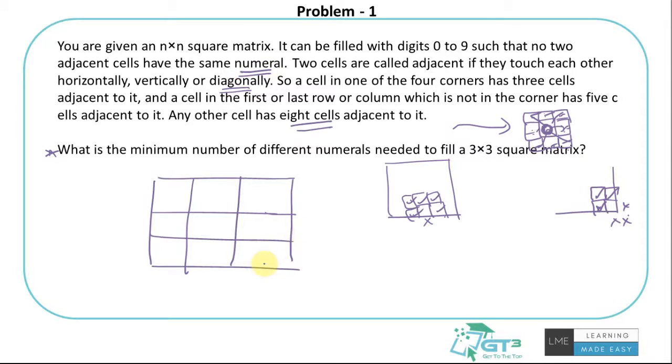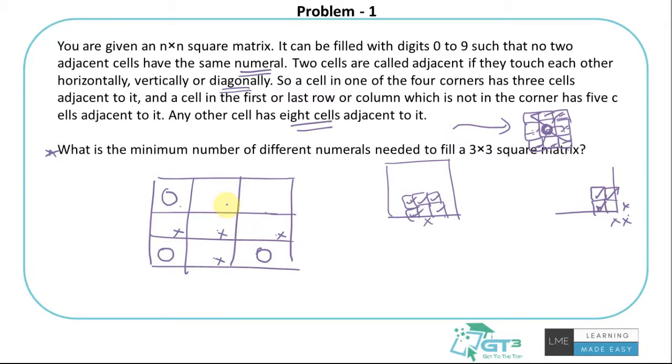So let's say I start with 0 here. I cannot put 0 here, here and here because they are all adjacent cells to 0. Can I put it here? Yes, no issues with that because these two are not adjacent cells. If I have filled 0 here and 0 here, can I fill 0 here? No. Here? No. Here? No. Here? No. Can I fill 0 here? Yes. And again, this cell is not adjacent to any of these two cells.